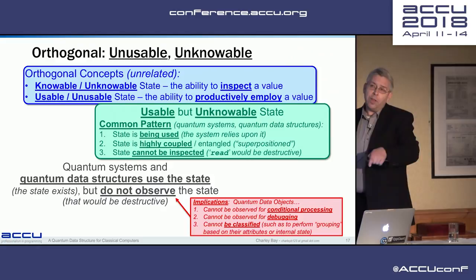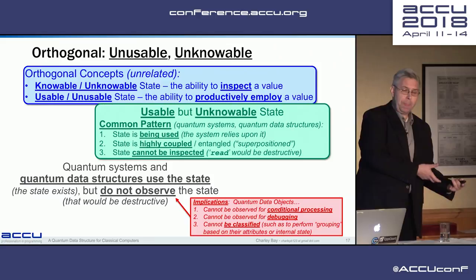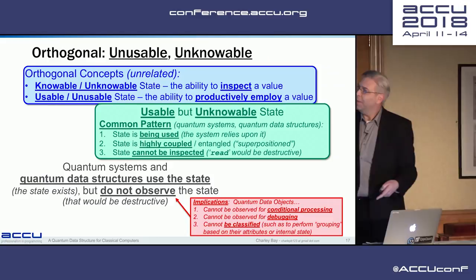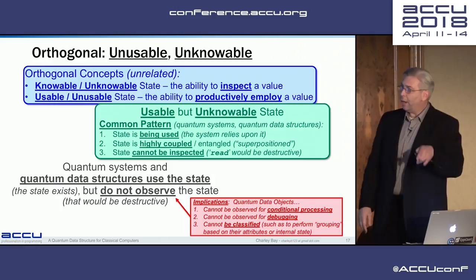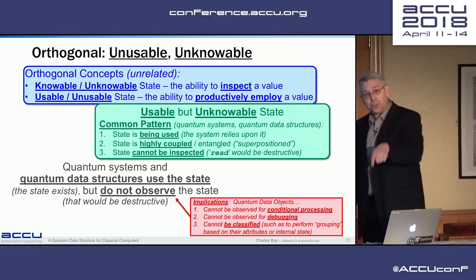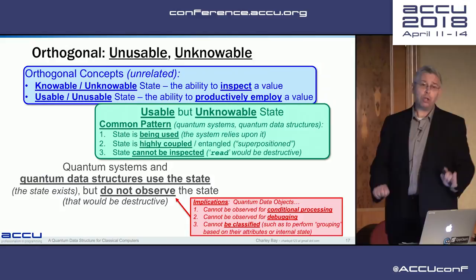A lot of times, accessing the state, meaning it's inspectable or observable, is totally independent of using it. Knowing or not the state versus using or not the state are orthogonal. These are orthogonal thoughts. So it's kind of weird, but a lot of times the common pattern, especially in the quantum data structure, will be you're going to use the state, you're productively employing that state, but you cannot observe it, you cannot look at it, you cannot access it, that's going to be destructive.